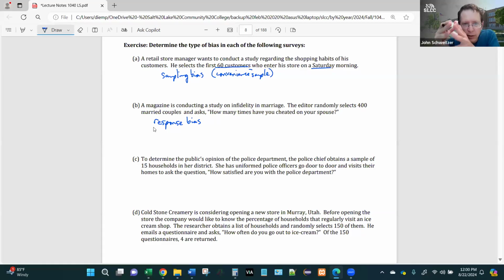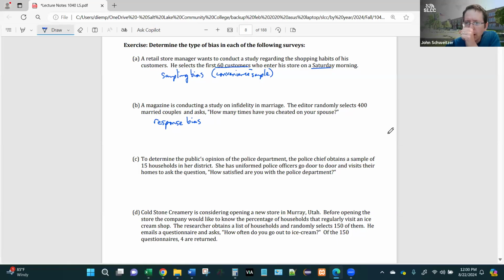So a magazine is conducting a study on infidelity in marriage. The editor randomly selects 400 married couples and asks, how many times have you cheated on your spouse? And so, yeah, a lot of people are just not going to be truthful about that, right? So this would be response bias. Anybody see anything else with this one?